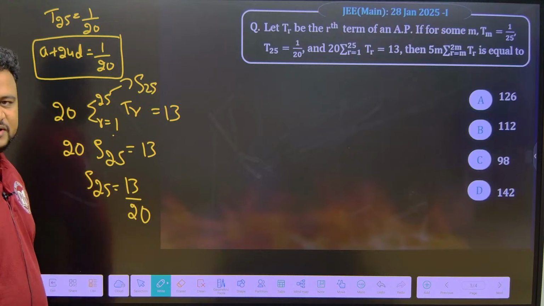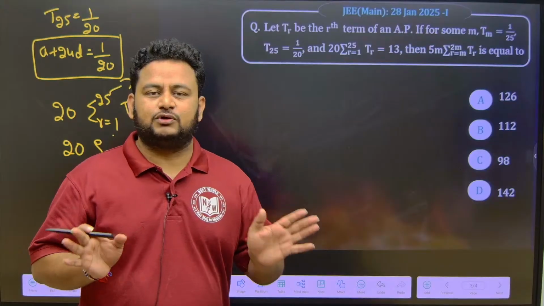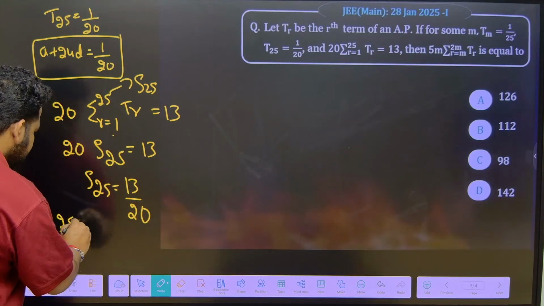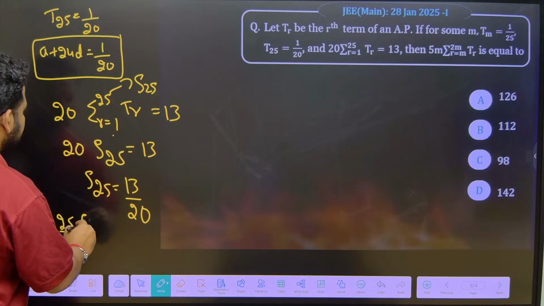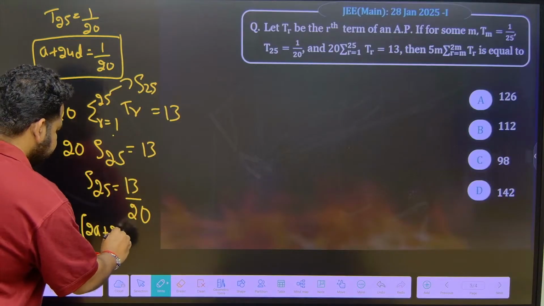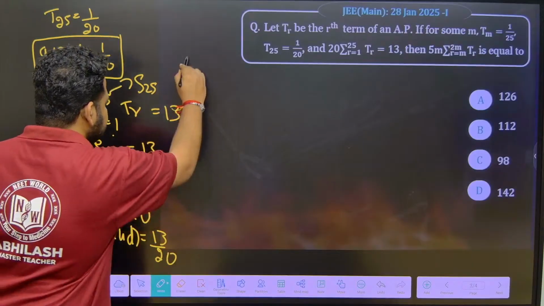What is the S25 formula? The Sn formula is n by 2 into 2a plus n minus 1 into d. So n by 2 here is 25 by 2 into 2a. What is a? We don't know. Let us write it as 2a plus n minus 1, that is 24d, is equal to 13 by 20. Now what can I do further?